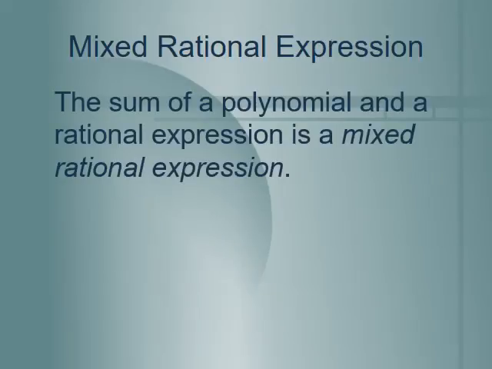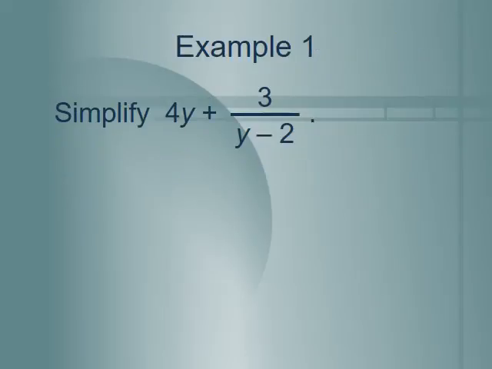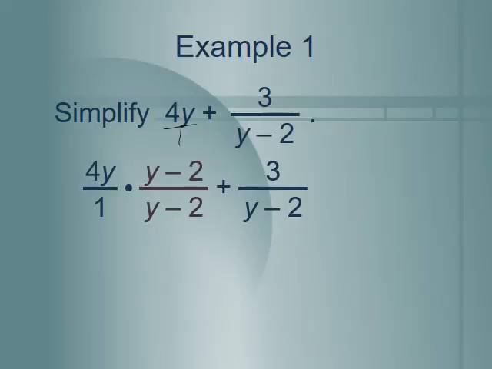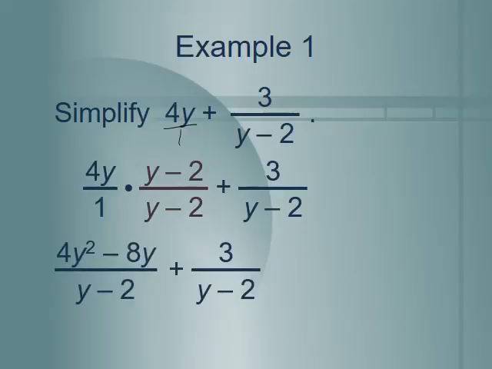So let's look at mixed rational expressions. The sum of a polynomial and a rational expression is a mixed rational expression. We did some of these earlier. We did the lesson before where we have to find a common denominator. We think of 4y as being over 1 and we find a common denominator. In this case, it would be y minus 2. And we multiply the top and the bottom by the same number to create equivalent fractions. And then we go ahead and combine with our common denominator in the bottom.